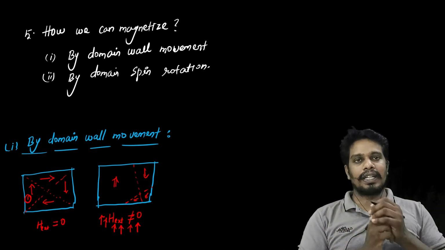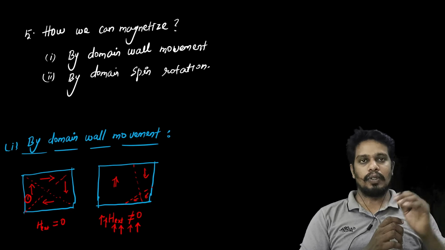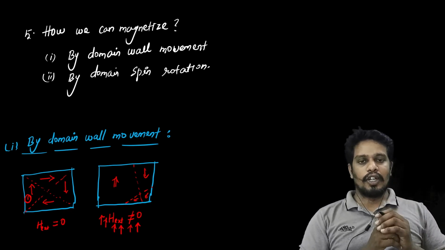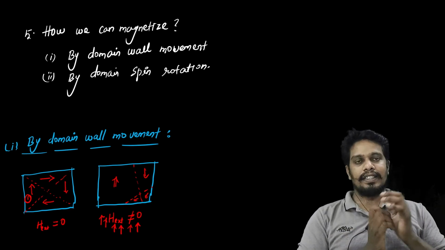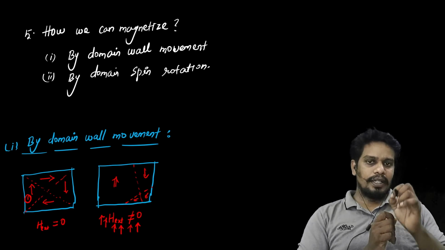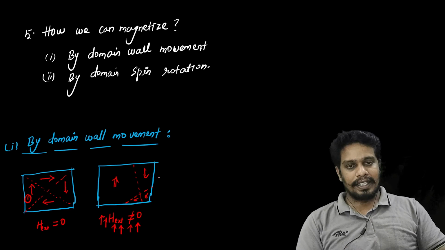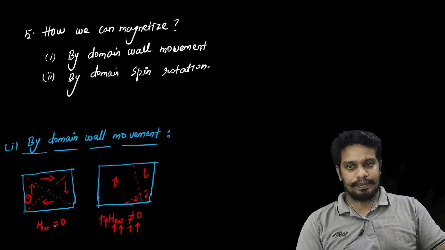There is a micro mechanism behind this, but I don't want to go into the detail. So this is how the ferromagnetic material gets magnetized by domain wall movement. Now we are going to look at how it magnetizes by domain spin rotation. So the second point we are going to see is domain spin rotation.